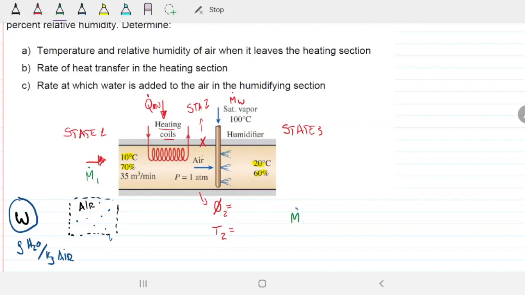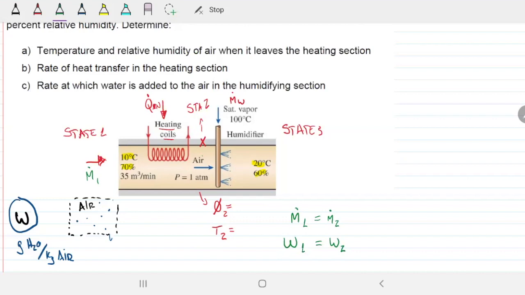Mass flow rate of air, and mass flow rate of water on air from state 1 has to be exactly the same as the mass flow rate of air from state 2. Nothing changed. Likewise, the amount of water at state 1 has to be exactly the same as the amount of water at state 2, because I'm not adding or removing water when going through the heating coil. Right? I'm just adding energy. So when we do our balances, we can note those things.